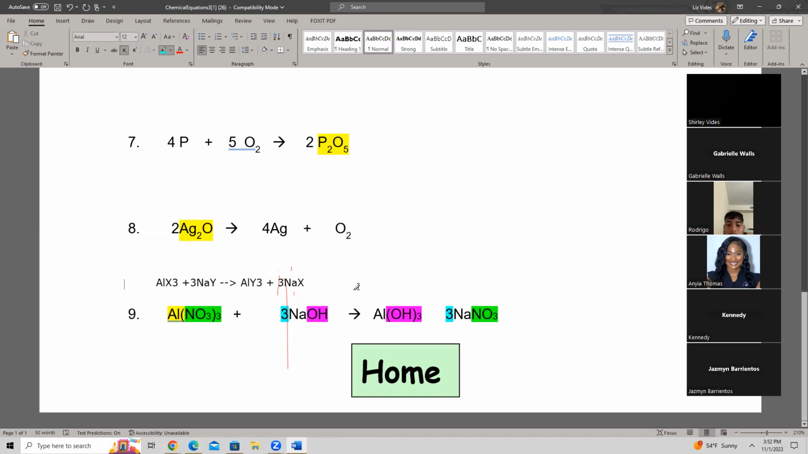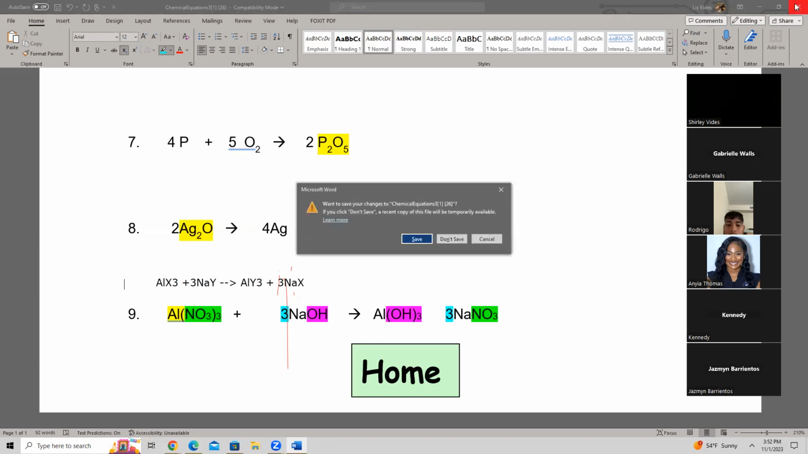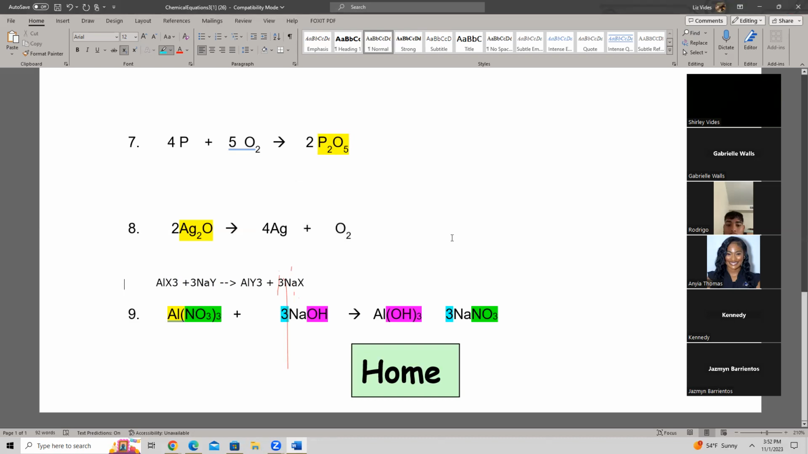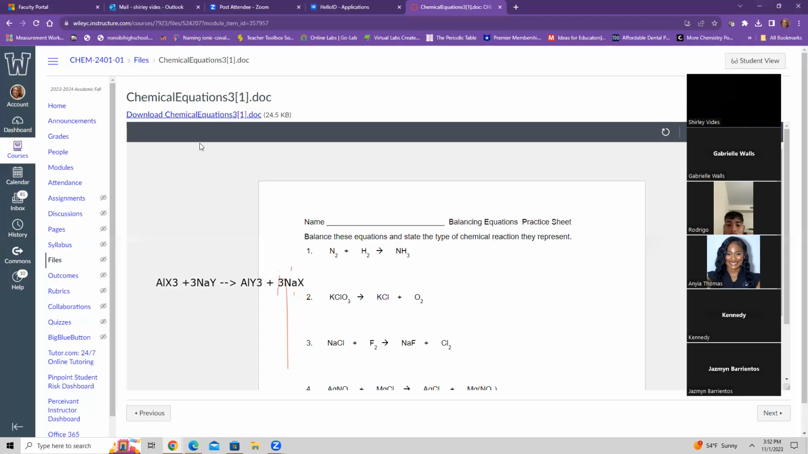Okay, so next time we look at types of chemical equations. So practice your balancing skills. Make sure that you look through the very nice tutorial on how to balance, which is found right here, like I showed you earlier.